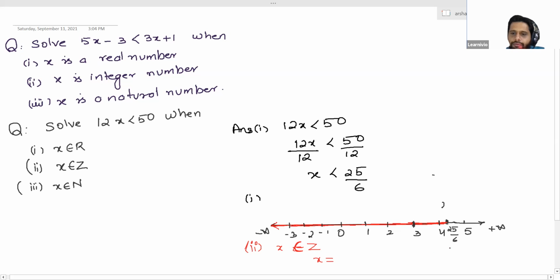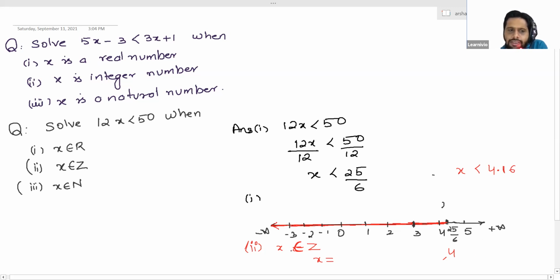Four. Very good. 4. Next. John, if we write this in decimal, then this will give us 4.1666, like this. Okay, x is less than 4.16 and so on. So x is an integer. Sorry, 4.16. Yeah, 4.166.